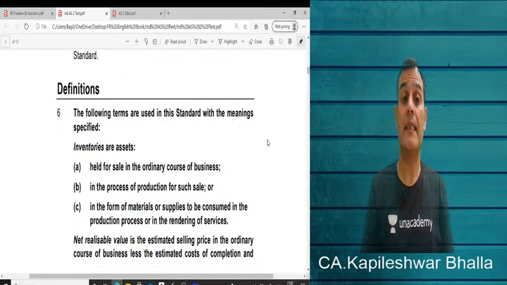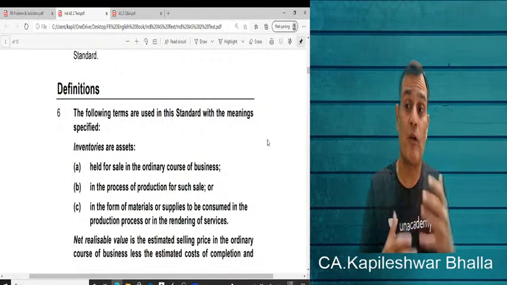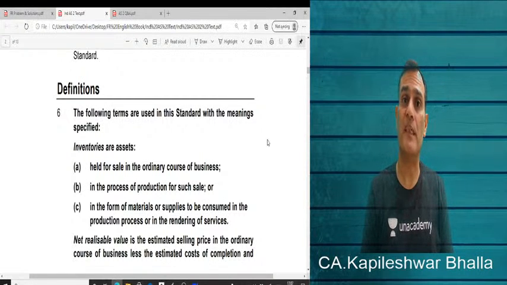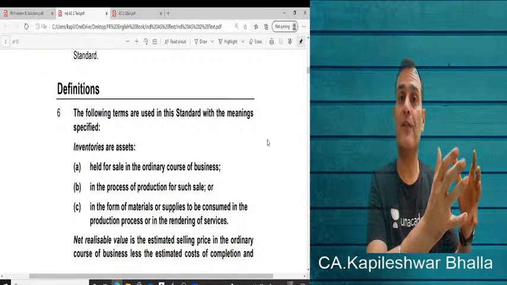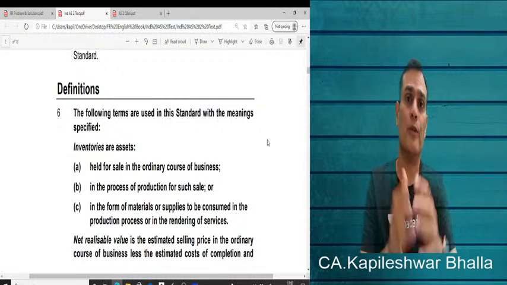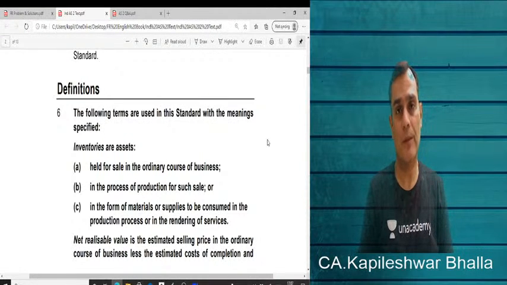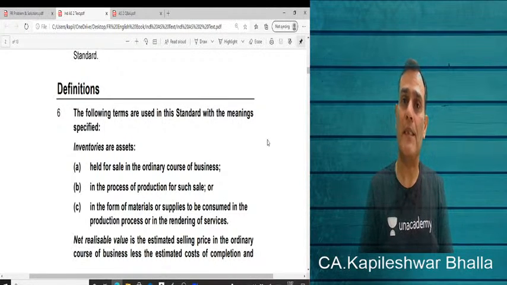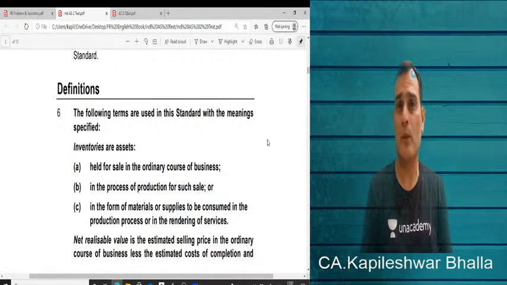When it says B, it says it is in the process of production. In simple words, we can say it is in a WIP stage. So the inventory is in a semi-finished stage, that is WIP, and you're going to convert it into finished goods and then it will be sold. And point number C says in the form of material or supplies to be consumed in the production process. In simple words, we can say it is raw material.